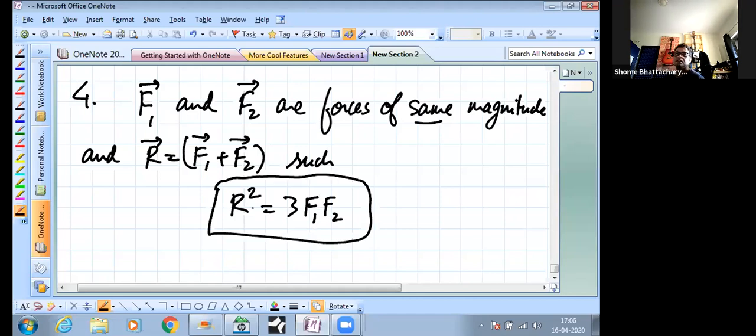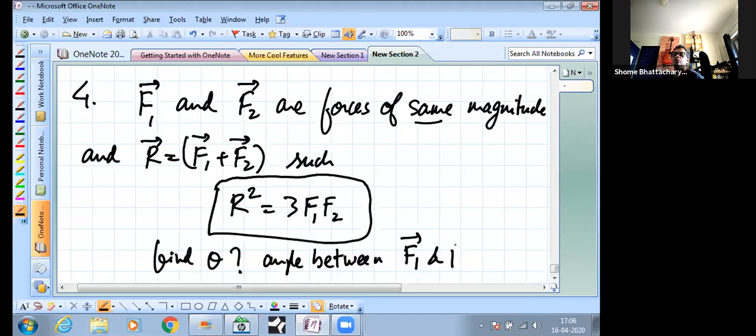So it means that the resultant's magnitude, if you square it, is 3 times the product of F1 and F2. So from this, we have to find theta, that is the angle between F1 and F2. What I want you to do first of all is go through the question's language once more, and make sure that you understand why I have interpreted the language in this way, how I've converted the statement given over there into these mathematical equations. Just make sure you understand that part first, and then the second part will be easy, where we are actually solving the condition for theta.